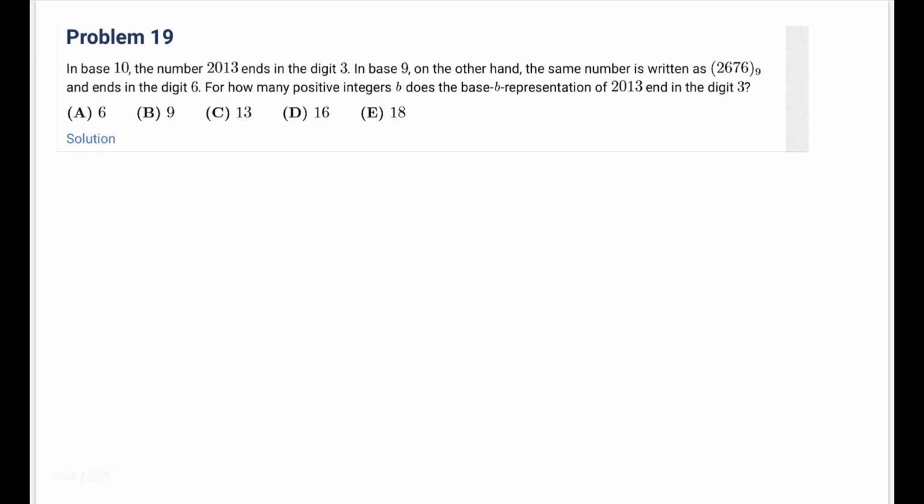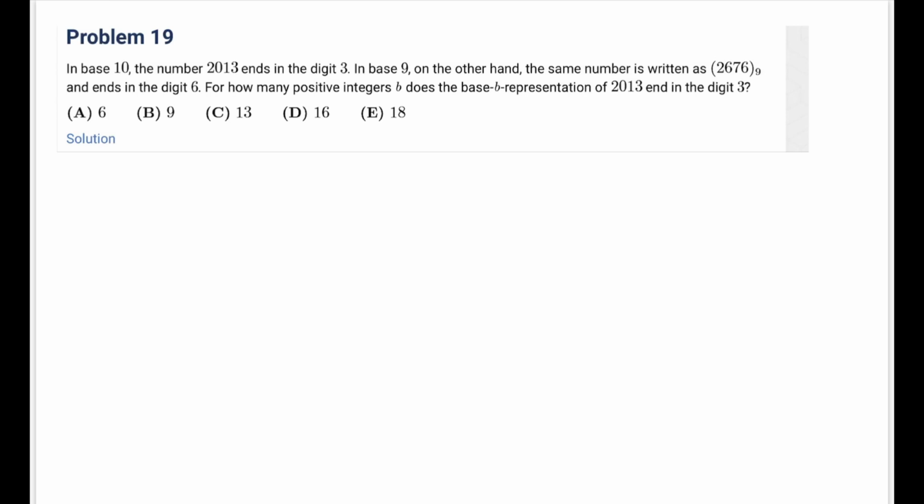Number 19. In base 10, the number 2013 ends in the digit 3. In base 9, on the other hand, the same number is written as 2676 in base 9 and ends in the digit 6. For how many positive integers b does the base b representation of 2013 end in the digit 3?